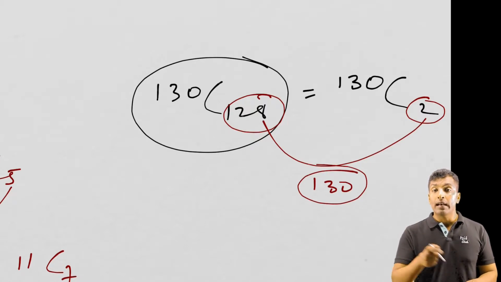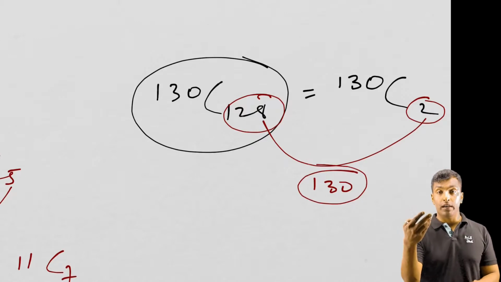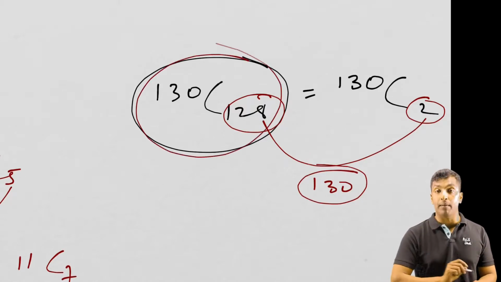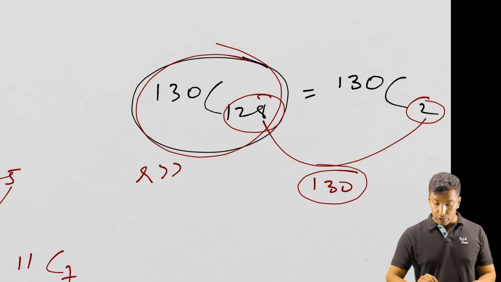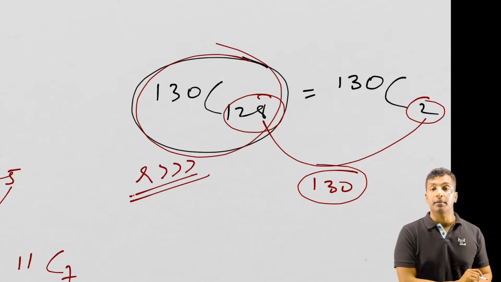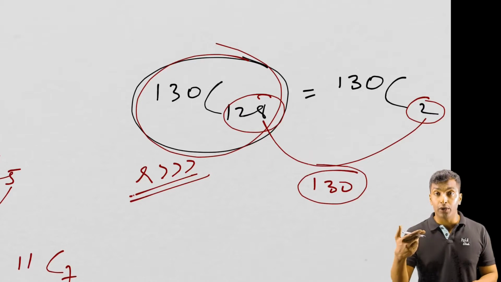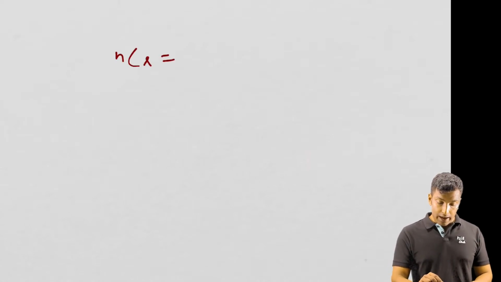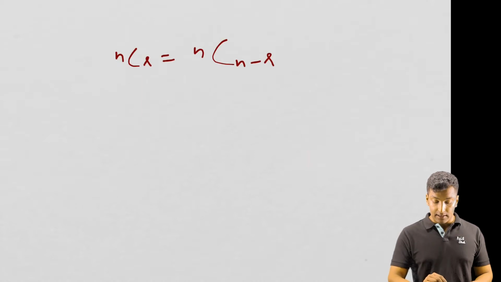Very, very useful, especially when it comes to your JEE exam, and when you are supposed to deal with very big numbers where r is huge. So hope it is clear. Let's move on to the next concept, or if you need to go for the deduction, let's go for that. So how will you get this? Let's take the left hand side. nCr is equal to nC(n minus r). This is what we need to prove.